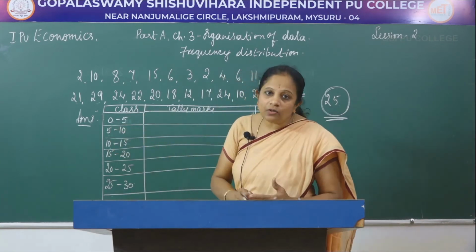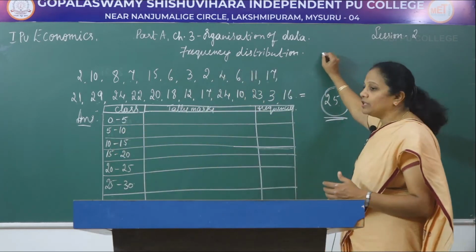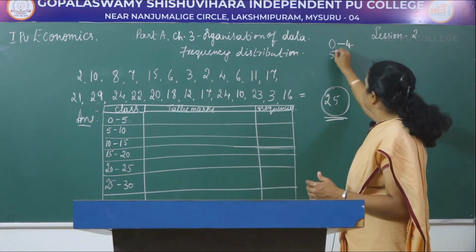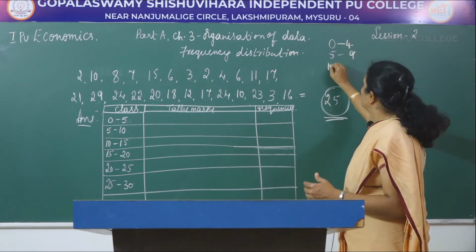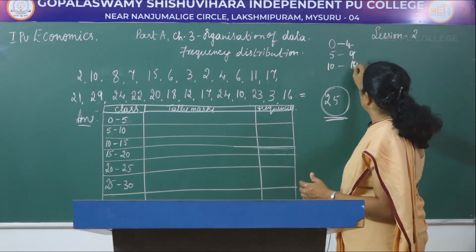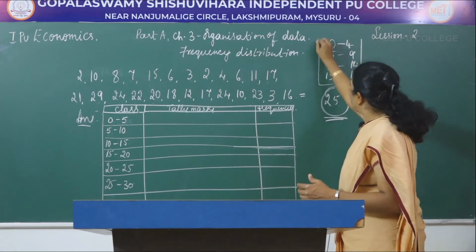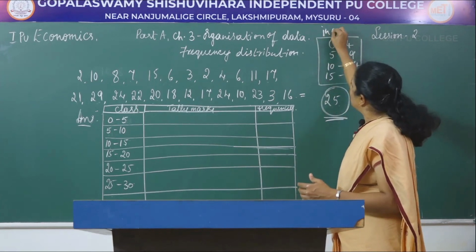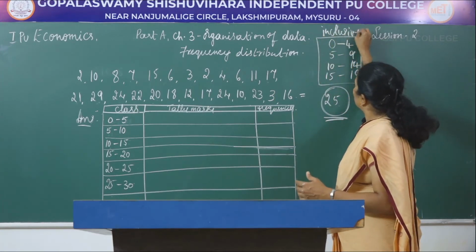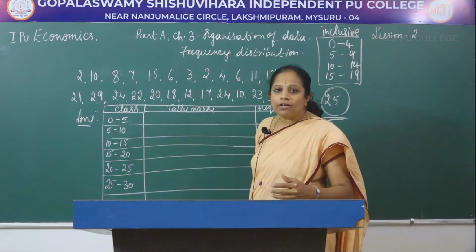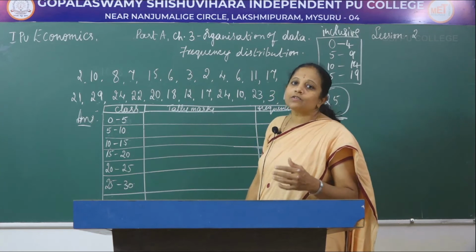If it is the inclusive method of classification, then the series would be 0 to 4, 5 to 9, 10 to 14, 15 to 19. Like this it would have come. This is called the inclusive method. So, in this distribution, we have decided to take the exclusive method.